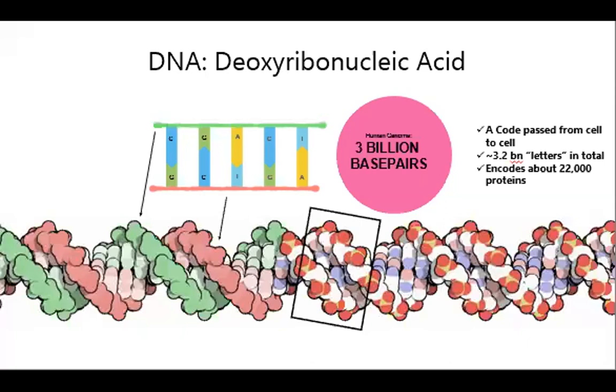When we listen about genomics, what's the first thing that comes to our mind? The first thing that comes to our mind when we talk about genomics is for us to look at how some basic things come together. We talk about the codes, the genes, and how they are passed from cell to cell. There are about 3.2 billion letters in total, encoded to about 22,000 proteins.